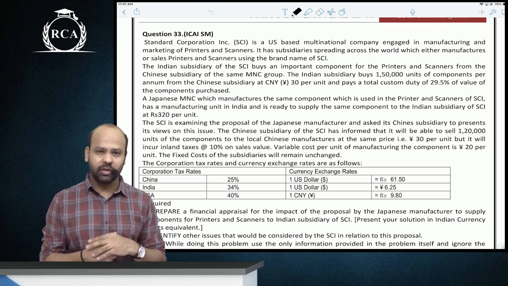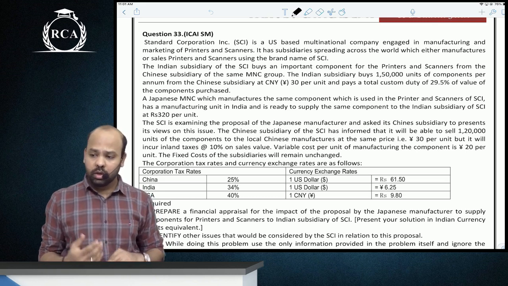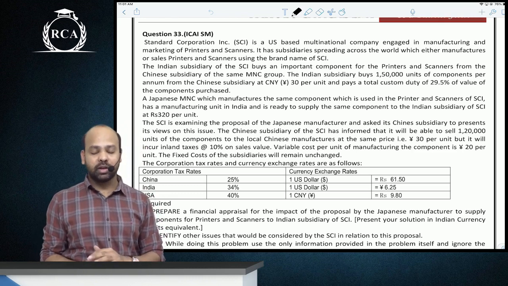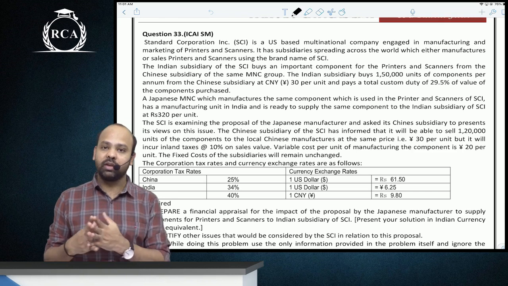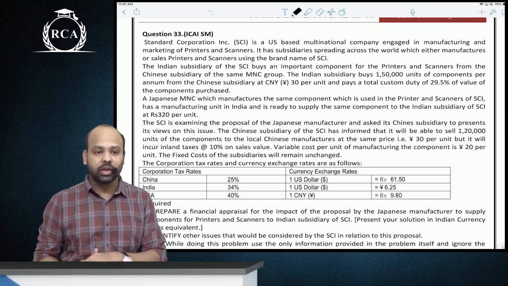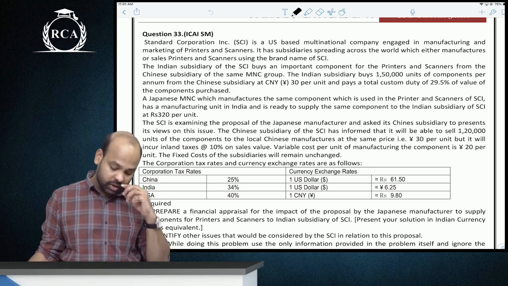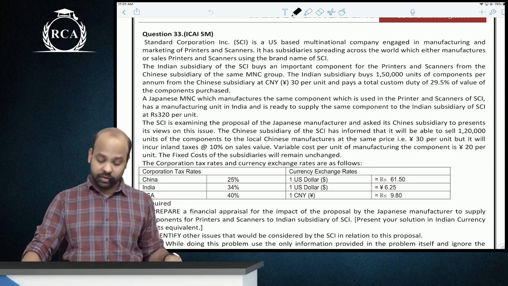Just my question number 35, guys, is straightforward, if you remember, Porter's Five Forces industry analysis. And question number 34, guys, is a good case study on divisional transfer pricing. Question number 33, beta, is on international transfer pricing. Let us finish question number 33 first, and then we will be moving on to the other questions.